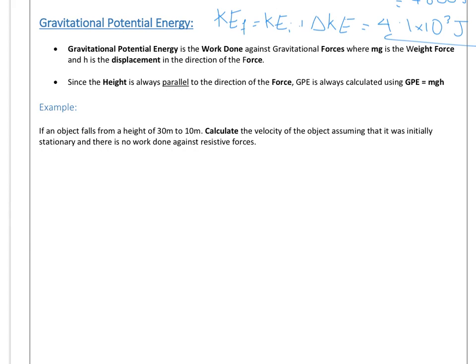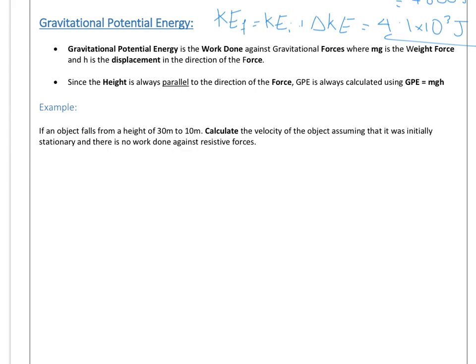This is actually the work you're doing against gravitational forces. The force of gravity is the weight force, which we know is mg, and the displacement in the direction of the force is the change in the height of the object. So the gravitational energy is the force mg times the displacement h, so it's mgh. You can calculate the gravitational potential energy by doing mgh, or the change in gravitational potential energy is mg delta h. So, an object falls from a height of 30 meters to 10 meters. Calculate the velocity of the object, assuming that it was initially stationary and there's no work done against resistive forces.